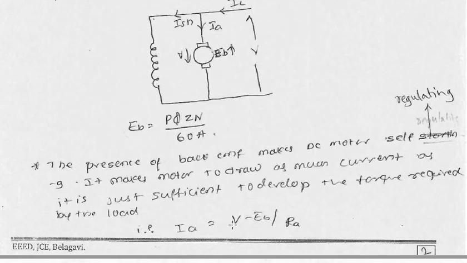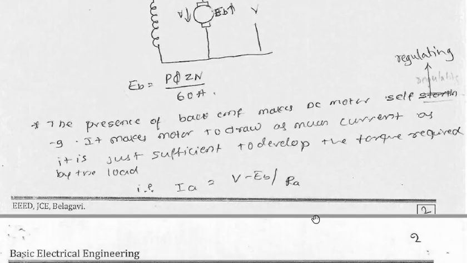Now what happens? 250 minus 230 divided by Ra, that is 1. So how much would it be? 20 amperes. So now you can see the armature current has increased. So this is how it is. The back EMF is very significant in making the DC motor self-regulating.